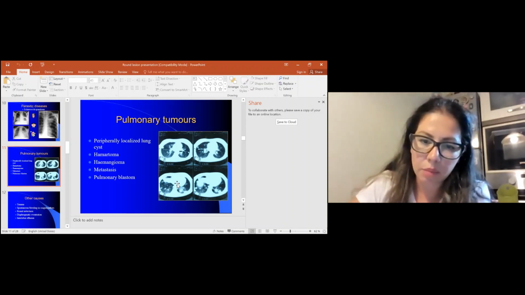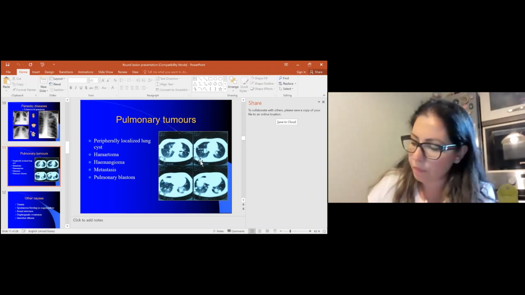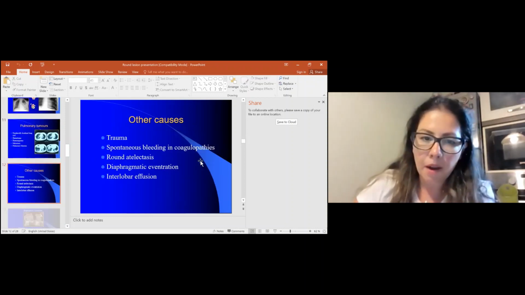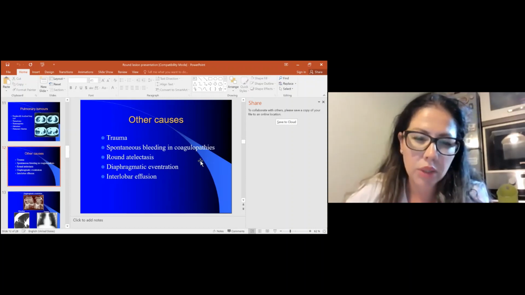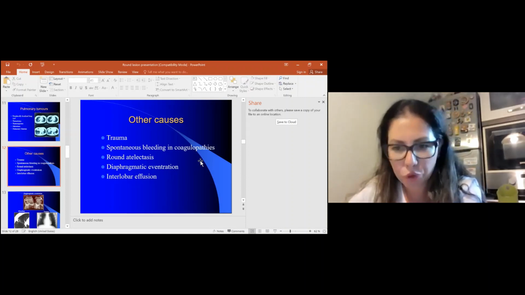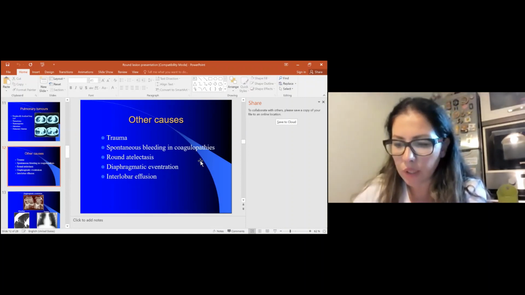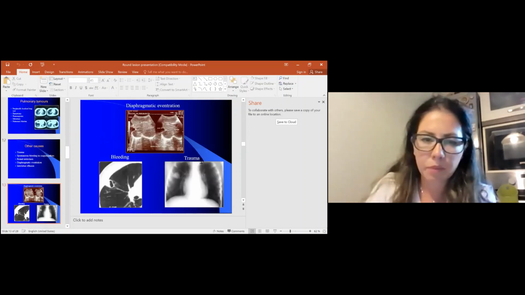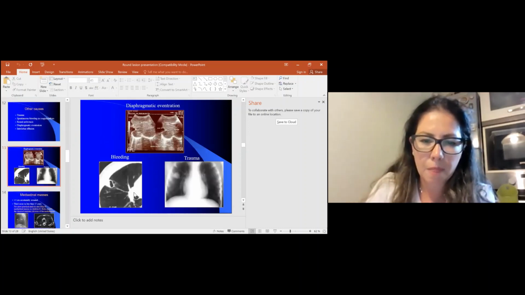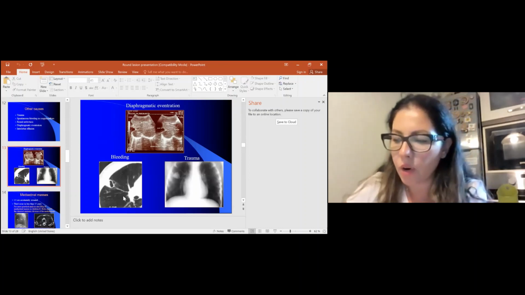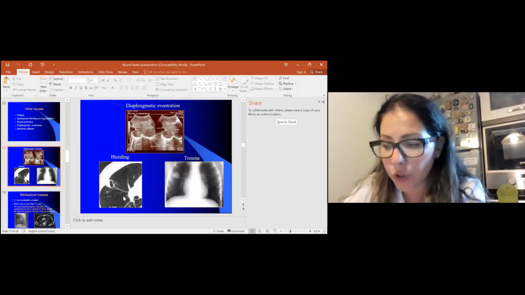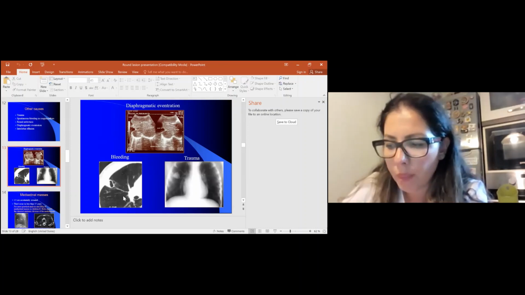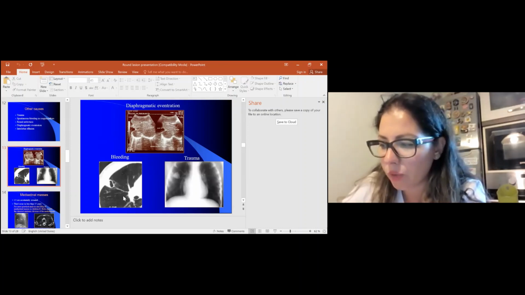These are metastases in children. Other causes like trauma, spontaneous bleeding, and in coagulopathies, round atelectasis, diaphragmatic eventration, and interlobar effusion can cause round lesions. Blunt trauma, this or unexpected compression of the chest, often without rib fracture, may produce a round pulmonary lesion due to intraalveolar or intraparenchymal bleeding or penetration of air.